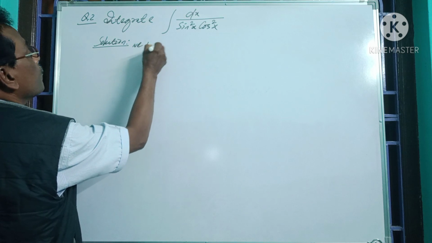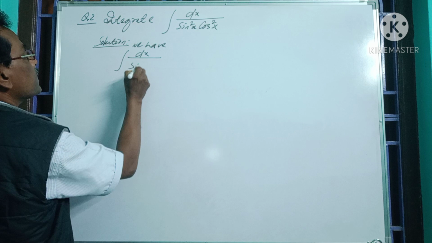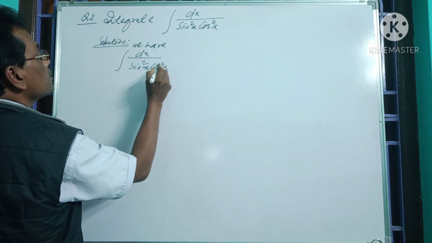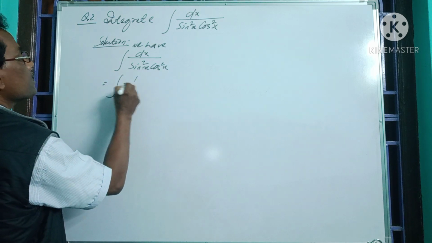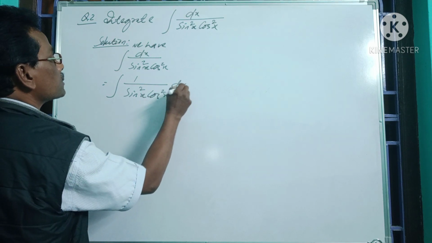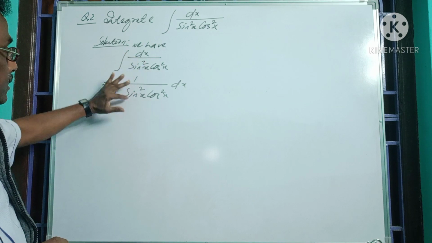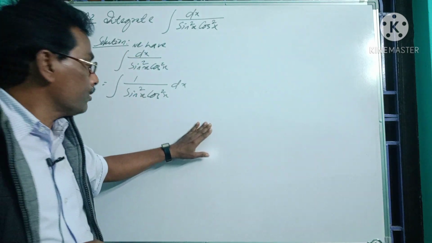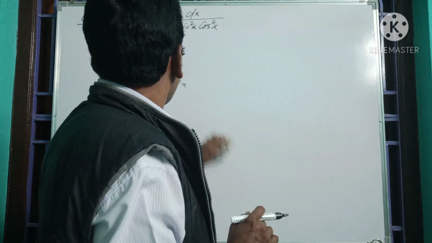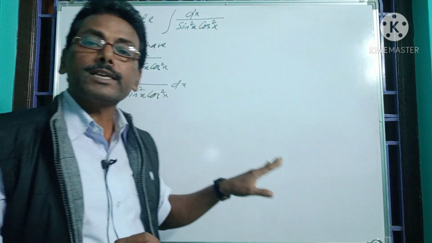That is, integration of dx by sin square x into cos square x. So adjusting, we have integration of 1 by sin square x into cos square x with respect to x. Now see, the integrand is in rational form, which is not integrable. So in order to transform it into formula form, let us take 1 as sin square x plus cos square x, because sin square x plus cos square x is equal to 1.